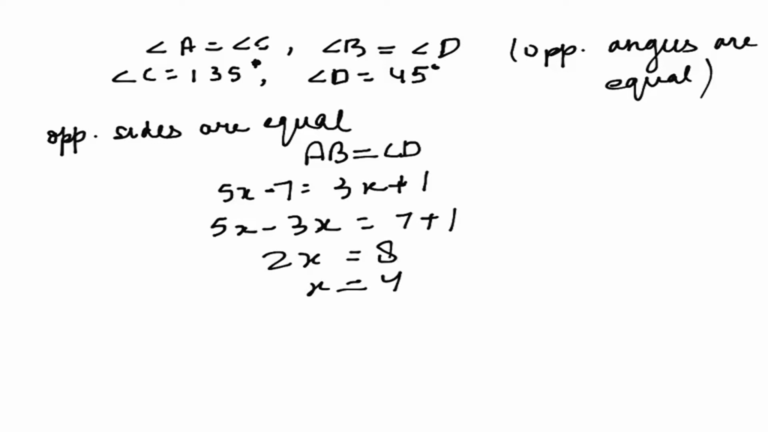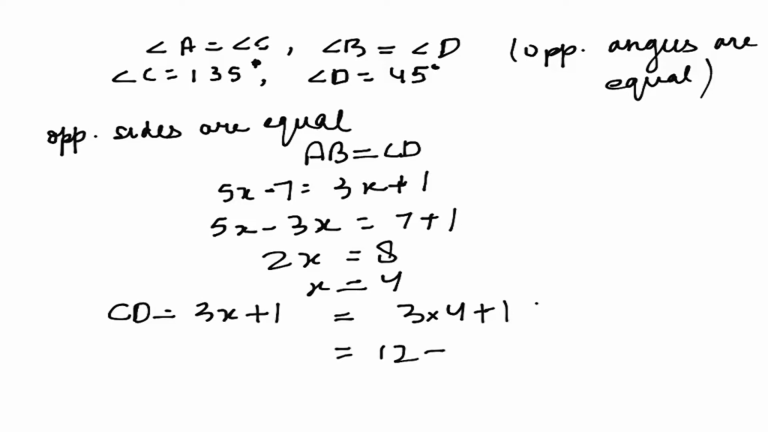So by putting the value of x in CD, we can find the value of CD. CD is equal to how much? 3x plus 1, and in this we can put the value of x. X is how much? 4. So 3 times 4 plus 1. 4 times 3 is 12. 12 plus 1 will be 13. So the length of CD is 13.